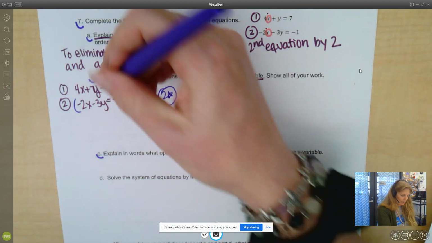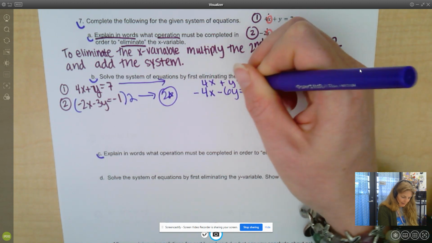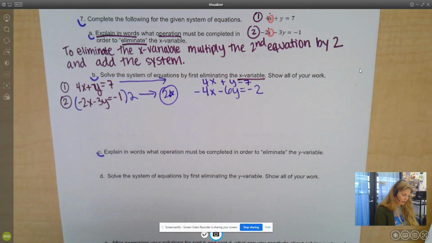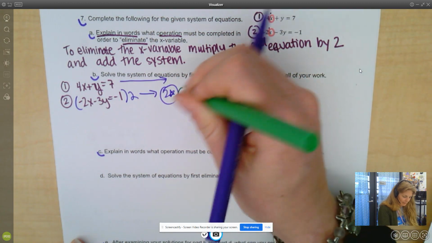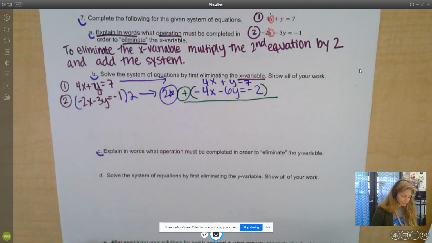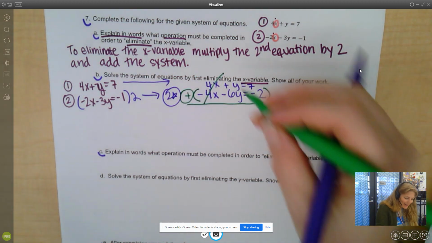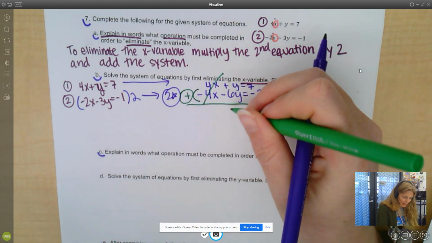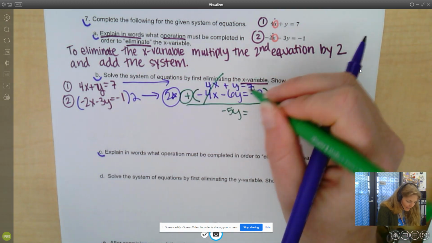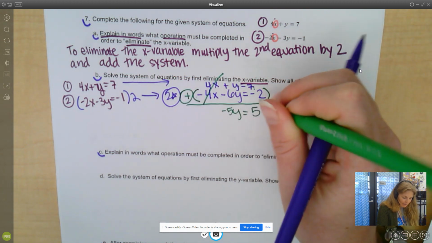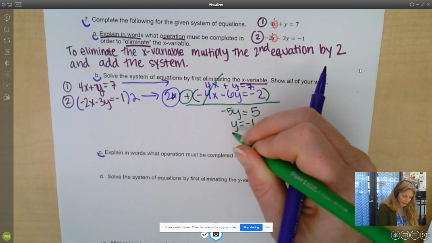And I'm just going to bring over my top equation, 4x plus y is equal to 7. I'm going to show that I'm adding the entire second equation, putting my addition sign in a circle. 4x plus negative 4x is gone, gone. And then y plus negative 6y gets me negative 5y. And 7 plus negative 2 gets me 5. 7 minus 2 is 5. Divide both sides by negative 5, and I get y to be negative 1.